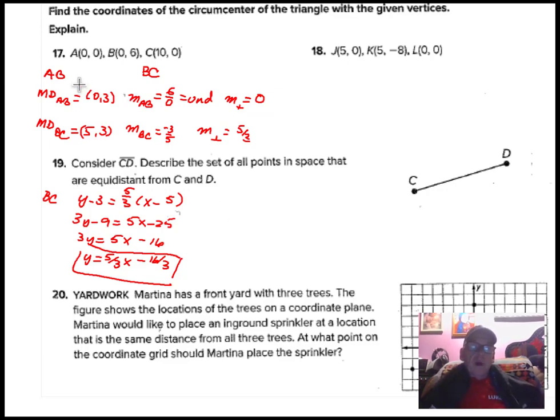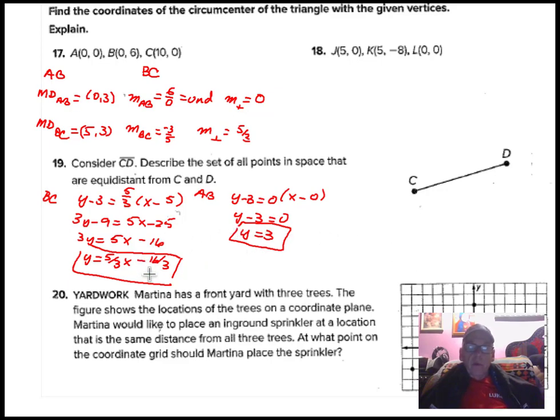Now we also want the perpendicular bisector of AB. So it's going to go through the point (0, 3) with a slope of 0. So you do point slope again. Now we're doing AB. So y minus 3 equals 0 times x minus 0. So I did point slope for each of those. We get y minus 3 equals 0, y equals 3. So there's our perpendicular bisector of AB.